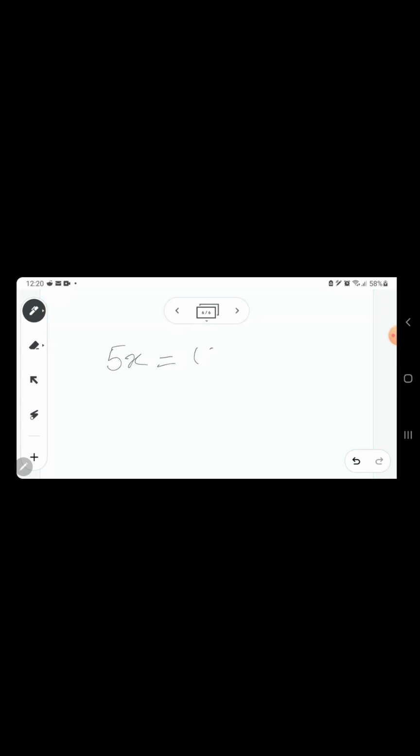5x equals 100. Now, I said any number beside the letter has got an invisible multiplication sign. So 5x is 5 times x. How do we get rid of this 5? We need to find the inverse. The inverse is to divide, because it's married to x through multiplication. We need to remove it by dividing. And whatever we do to this side must be done to that side. So let's divide by 5, divide by 5. And then we are left with x. Of course, 20 times 5 is 100. So x is 20 degrees.